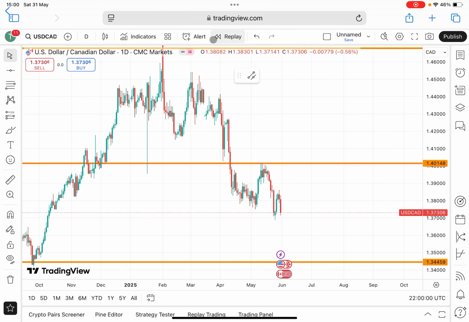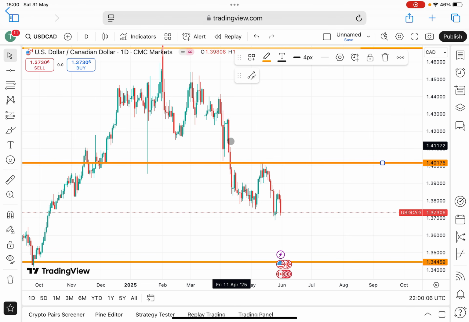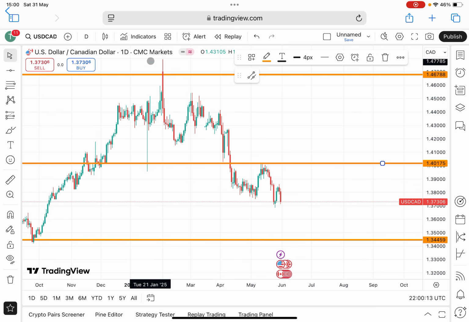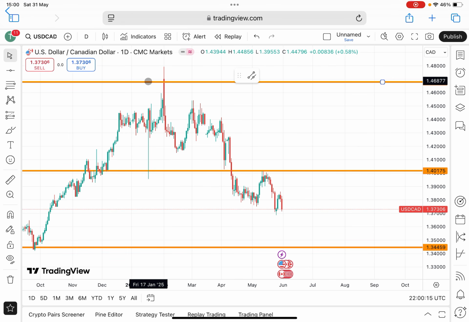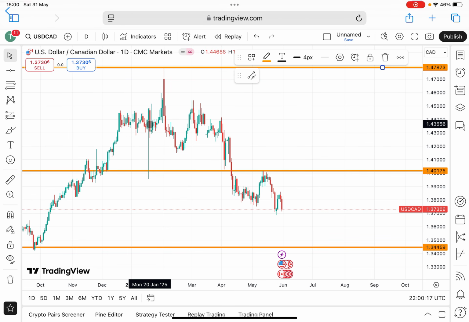So as you can see, this is the resistance I did from monthly, and this is the current resistance on the daily. Market broke out from this level, and we can even call this a head and shoulders pattern. This is the right shoulder, this is the left shoulder, this is the head, and this is the neckline. Market broke out from the neckline. I'm talking about chart patterns right now, and then it retested that neckline, and now it continues to sell.